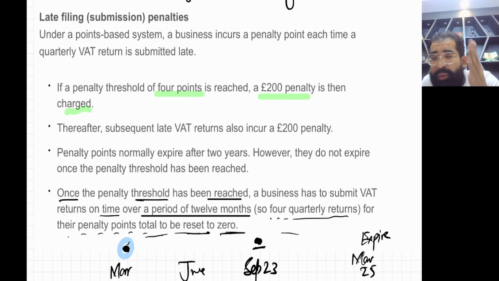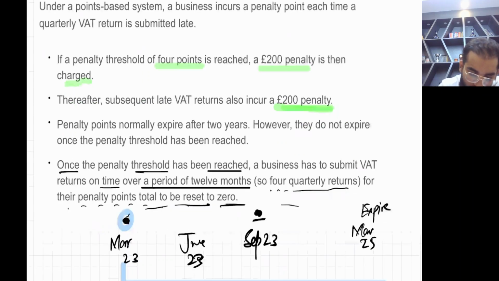Now, once you get a penalty, next time if you submit a late VAT return, again you will have a £200 penalty. Now they will not wait for 4 points. Once you have hit the 4 point threshold, whenever you submit your return late, you will have to pay a £200 penalty, okay?